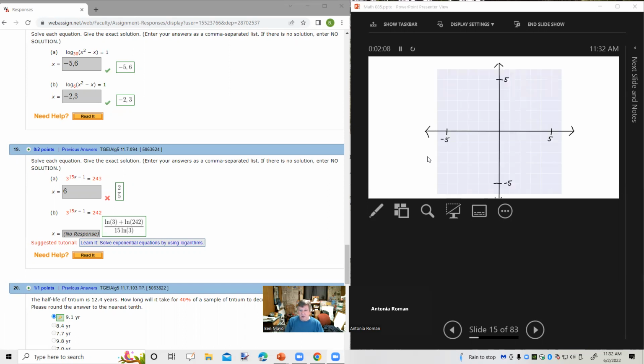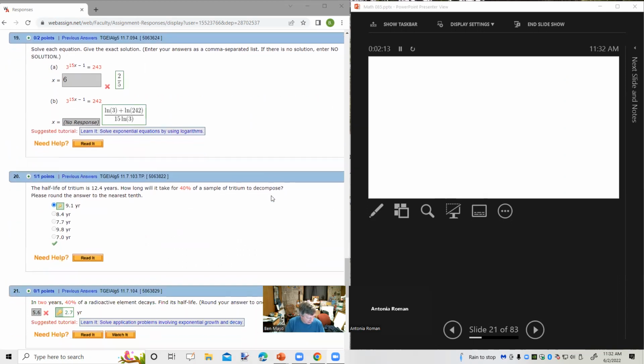So we're going to start with problem number 19, and this is from 11.7. Solve each equation, give the exact solution. Enter your answers as a comma-separated list. If there's no solution, enter no solution.